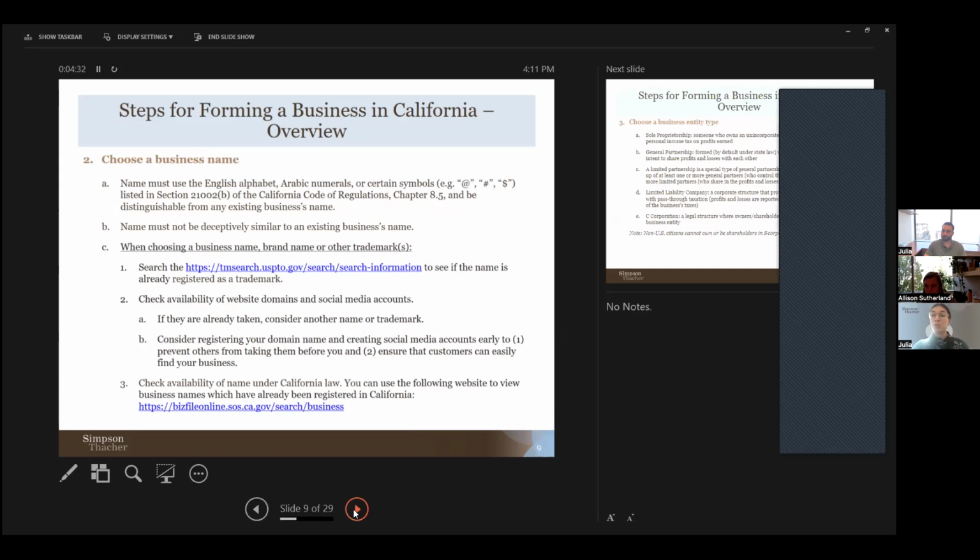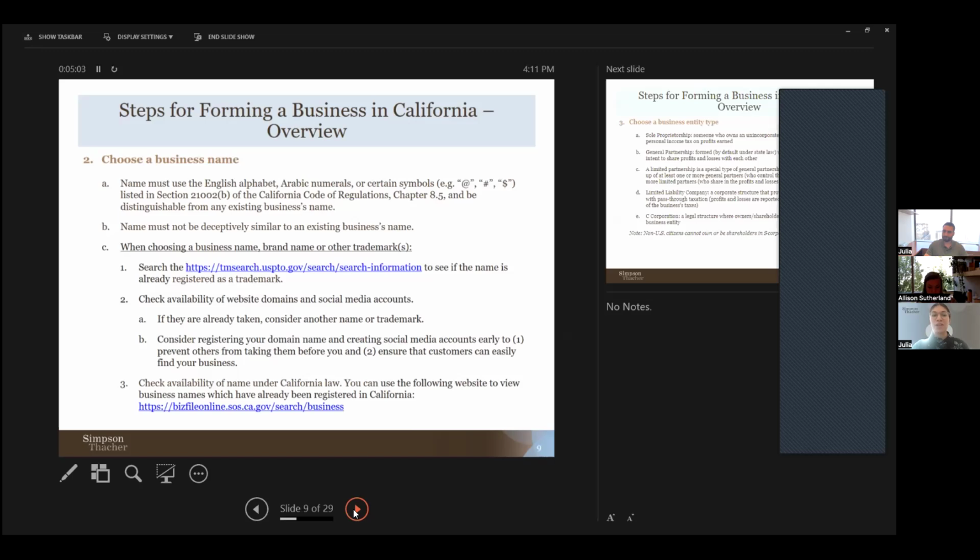Secondly, you'll want to choose a business name. So there are some rules in California. Your name must use the English alphabet, Arabic numerals, or certain symbols. And you can find naming restrictions within Section 21002(b) of the California Code of Regulations. And by the way, this presentation will be shared after, so you'll have access to all of the things that we're talking about here. No need to remember all these specific regulations.